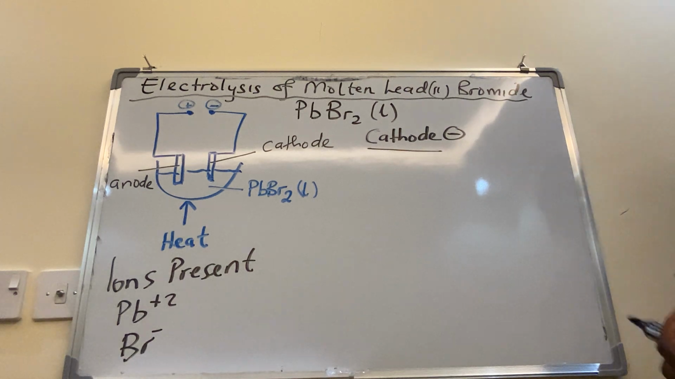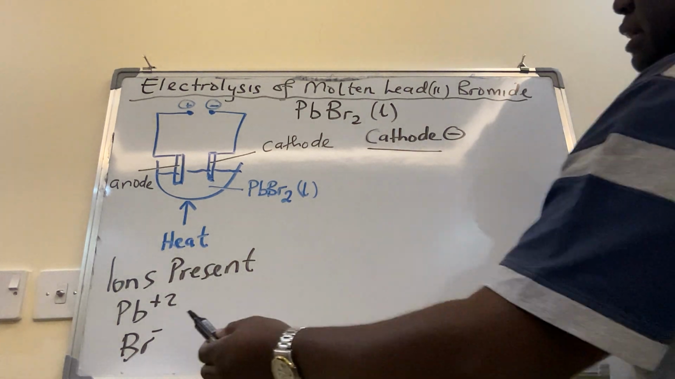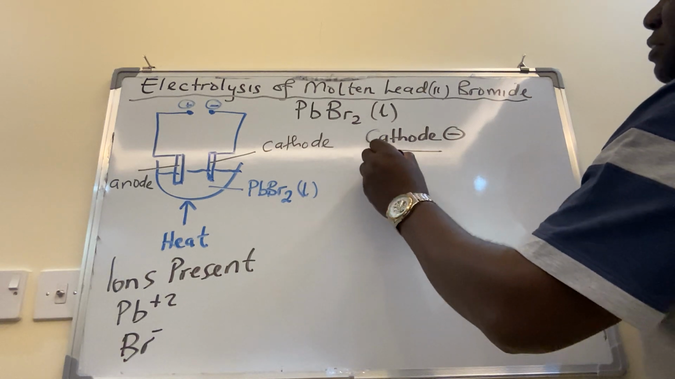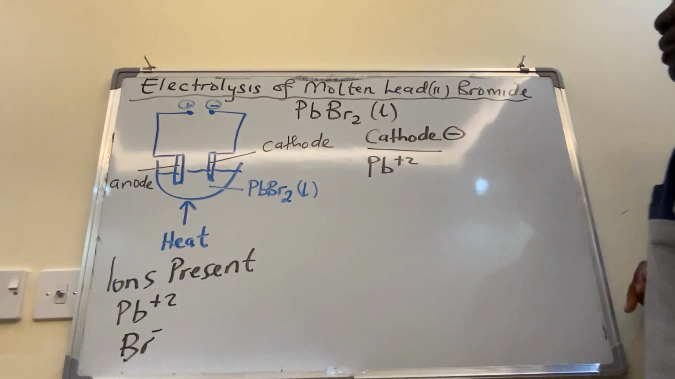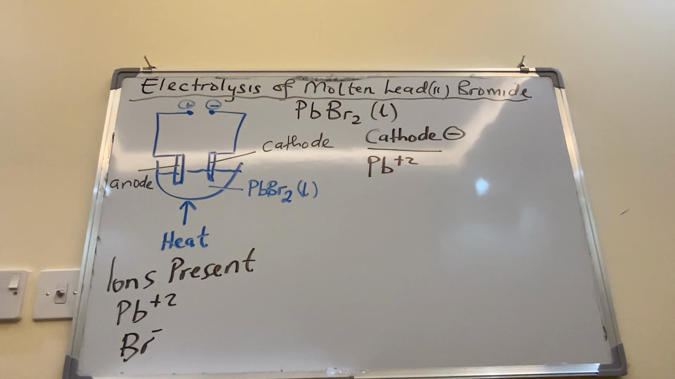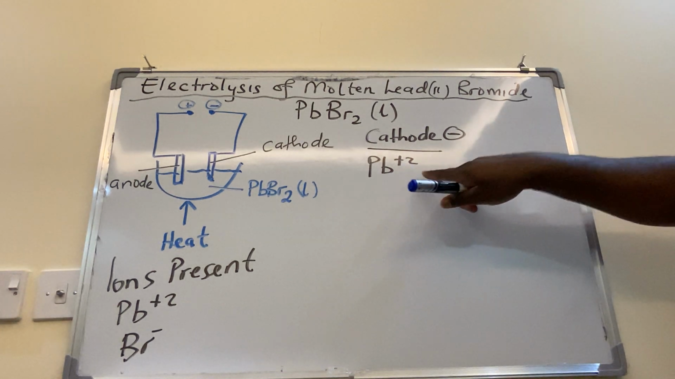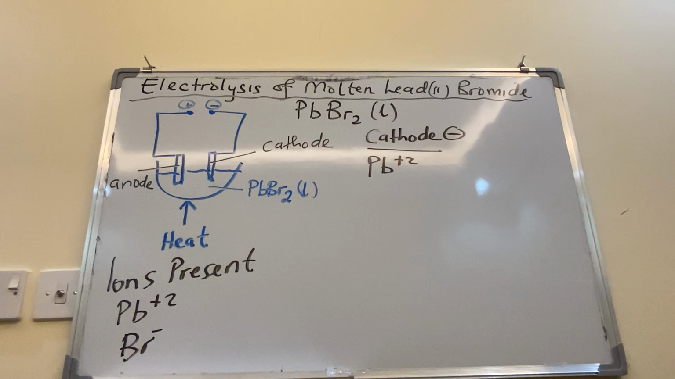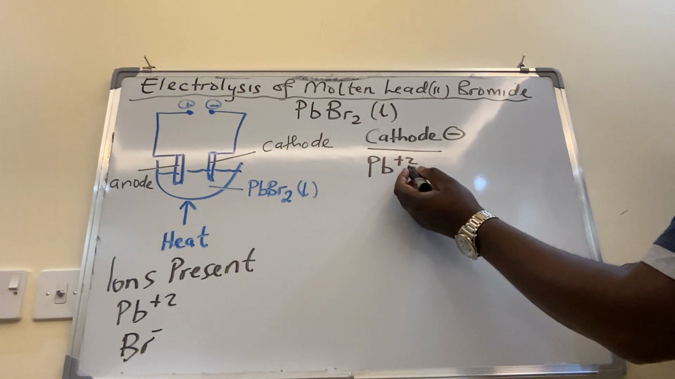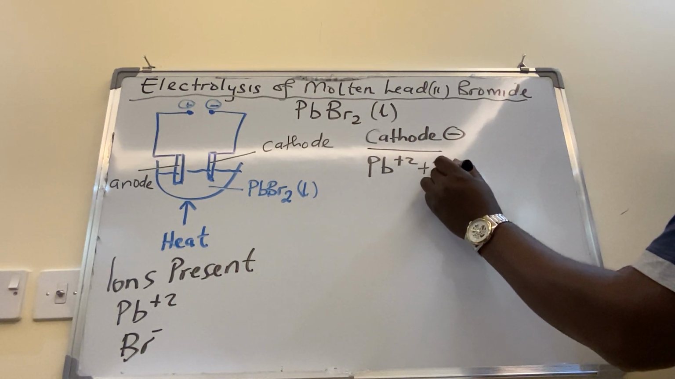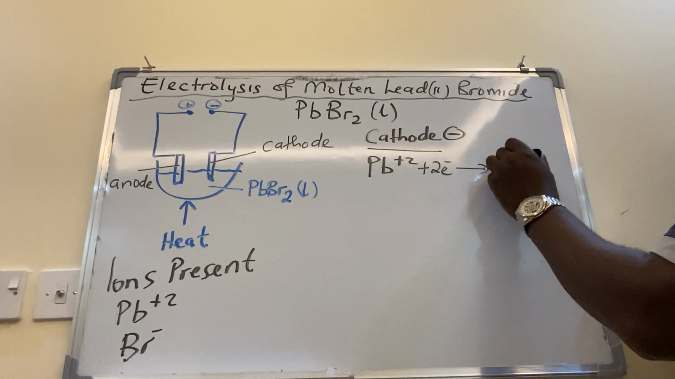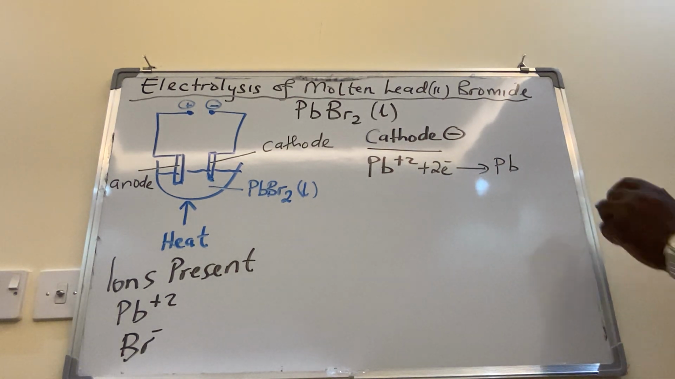Like we saw in the previous session, because the lead ions are positively charged, the lead ions will go to the cathode, so the lead ions will go to this electrode. The cathode is negatively charged. It's a rich source of electrons. So each lead ion, when it arrives at the cathode, is going to gain electrons equivalent to its charge. It's +2, so it's going to gain 2 electrons, and we'll have lead.